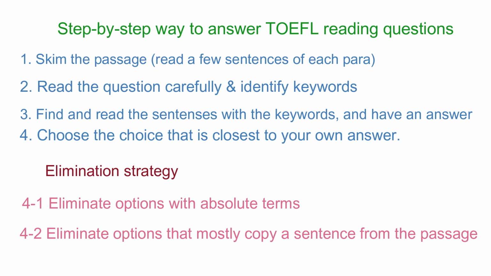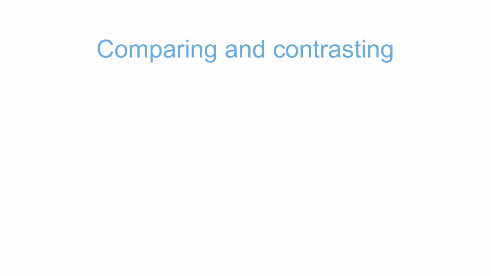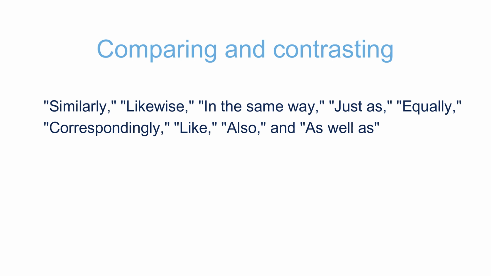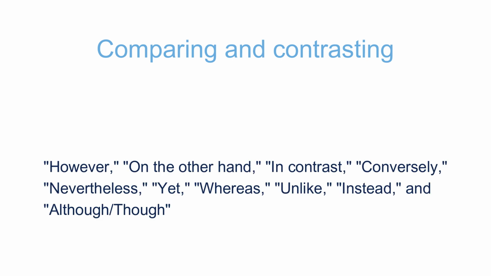Today, we will examine questions that involve comparing and contrasting, so pay close attention to specific keywords that indicate similarities and differences. For instance, words such as similarly, likewise, in the same way, just as, equally, correspondingly, like, also, and as well as signal similarities between items. On the other hand, words like however, on the other hand, in contrast, conversely, nevertheless, yet, whereas, unlike, instead, and although, though highlight differences.